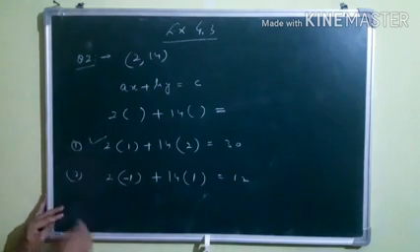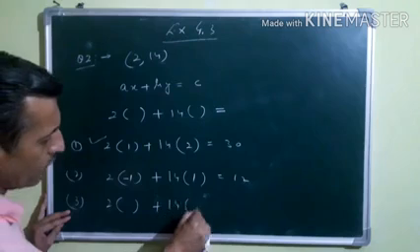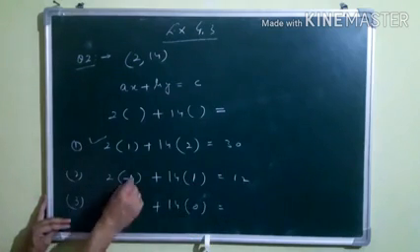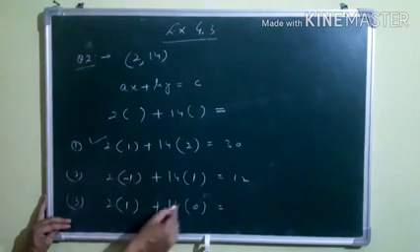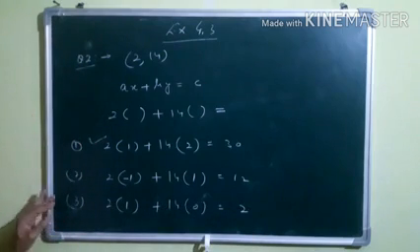Similarly, you can find so many equations. For the third one: 2 into something plus 14 into something. Suppose we put y equal to 0 and here x equal to 1. So 2 times 1 is 2 and 14 times 0 is 0, so the answer is equal to 2. In this way you can find an infinite number of lines that pass through (2, 14), and this was the solution for this question.